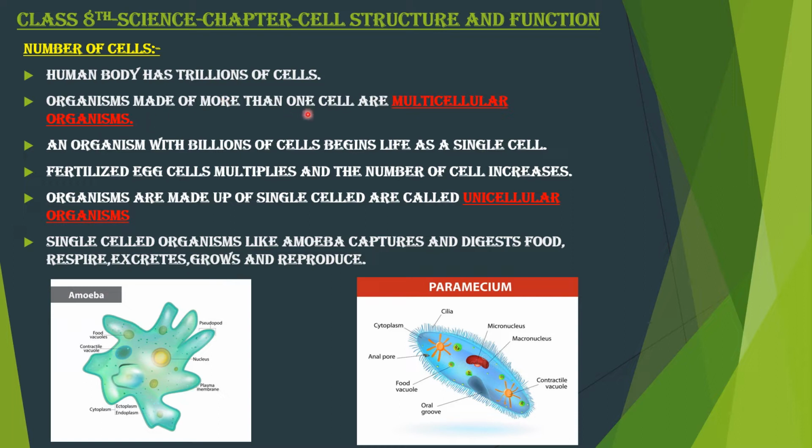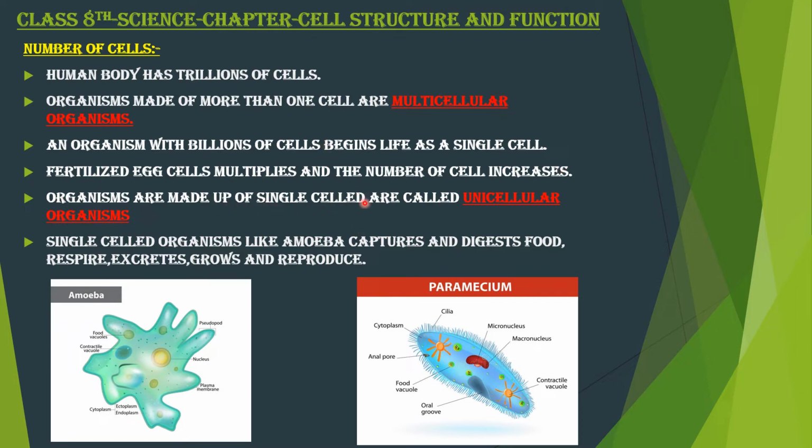Organisms made of more than one cell are called multicellular organisms. An organism with billions of cells begins life as a single cell. At first we have only a single cell, and that cell will divide into two cells, and those two cells will divide into four, and four to eight, like that. So the billions of cells will be produced. Fertilized cells multiply and the number of cells increases. Like I just told, the egg cells multiply and the number of cells will increase.